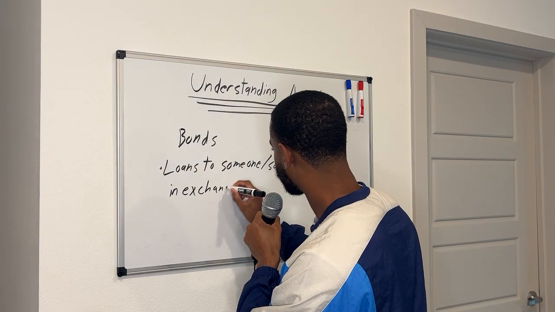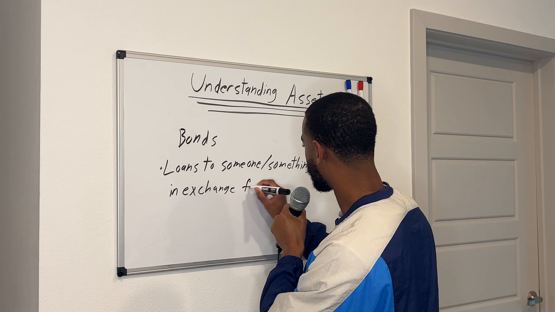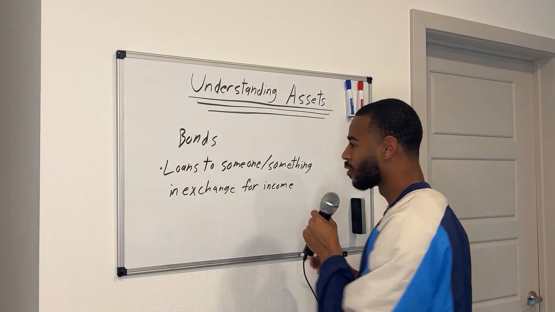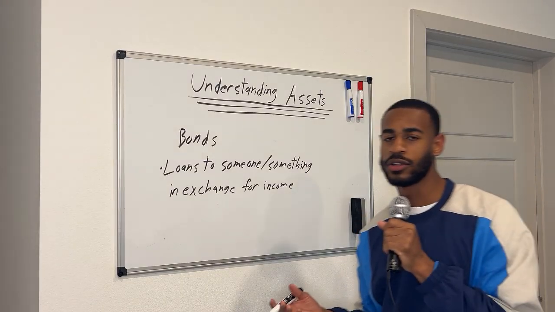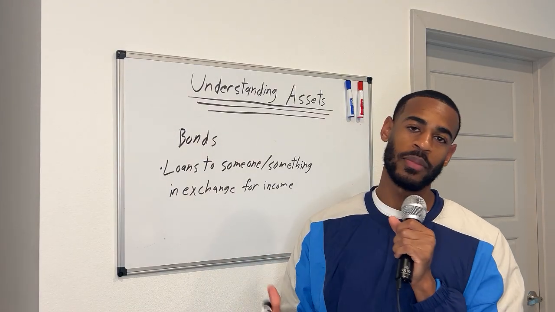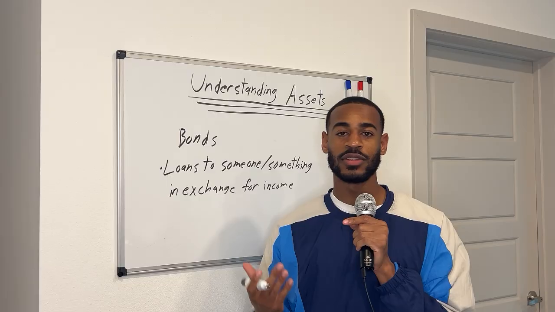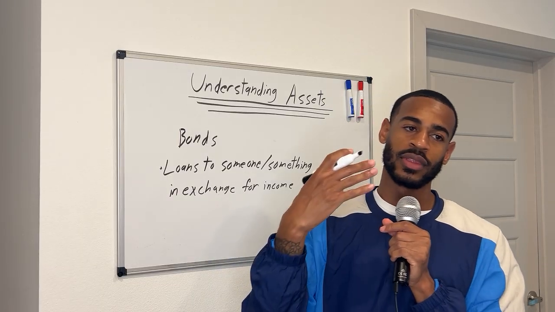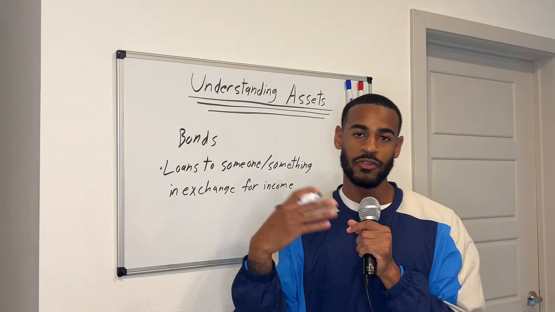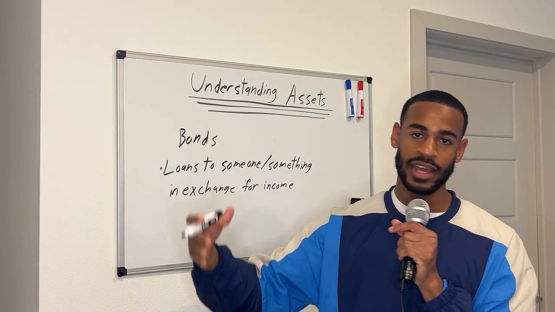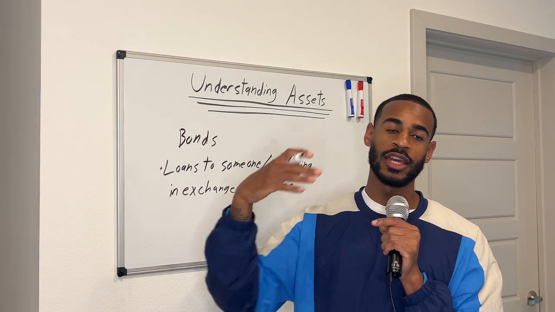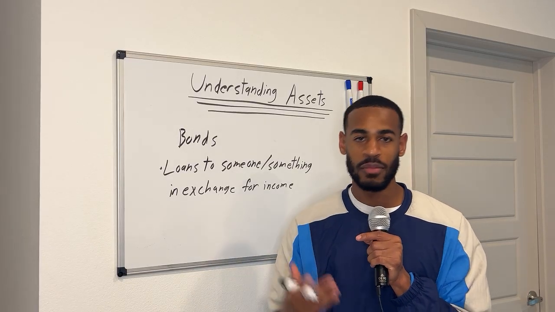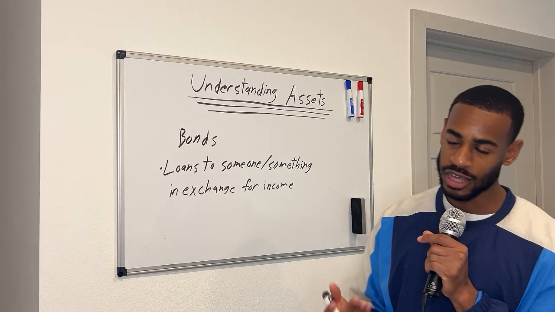In exchange for income. So typically the most popular bonds are U.S. government bonds, right? The most popular is the 10-year. Let's say the government says they need some money, right? You might say, I'll give you $5,000, and in return, you give me 4% interest per year. And at the end of that 10 years, you will have the interest that you accrued, and you'll get your $5,000 back. So you get income every year for loaning them your money. You can do the same with companies.